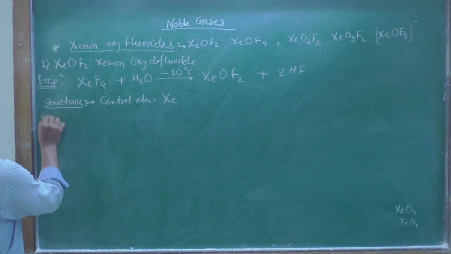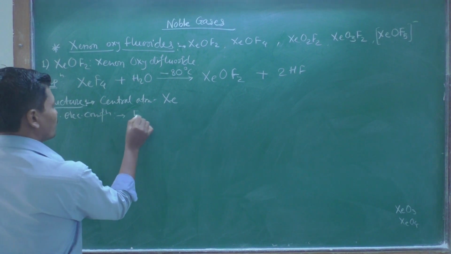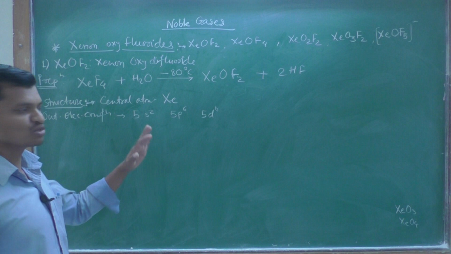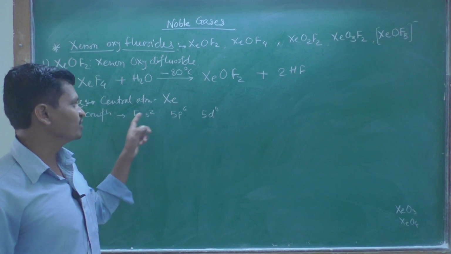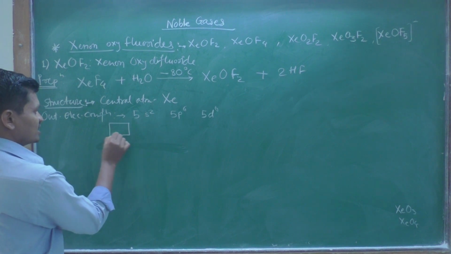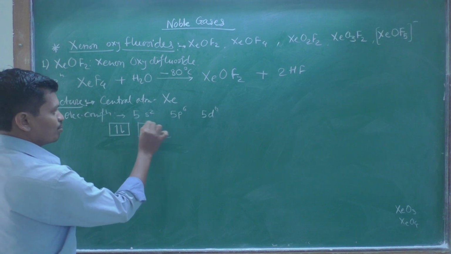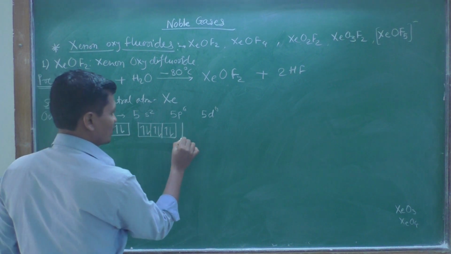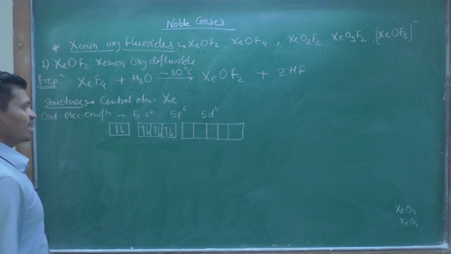Now the outermost electronic configuration of xenon is 5s2 5p6 5d0. As xenon belongs to the 5th period, its outermost electronic configuration is in the 5th shell. We can depict this with the help of an orbital diagram. So this is 5s2, then the p subshell has 3 orbitals, all filled, and the d subshell is empty: 1 2 3 4 and this is 5. The d subshell is empty.